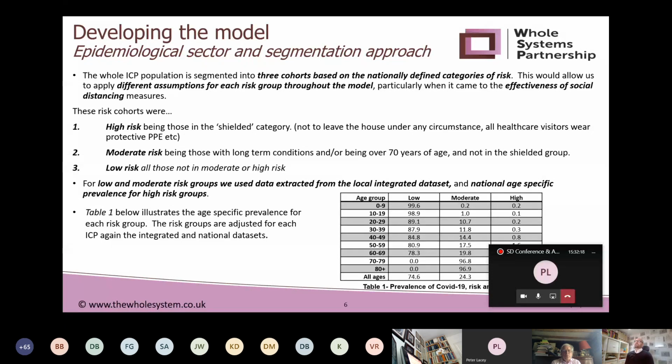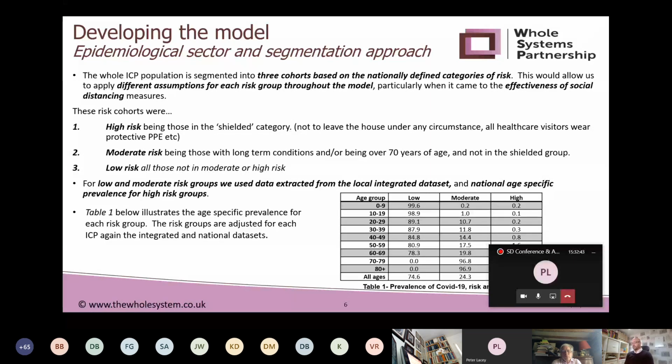If you consider those in the low risk group, which are most of the population, despite being in lockdown, they would still be potentially going to work if necessary, potentially still going to the shops and doing shopping. So the social distancing effectiveness would not be as effective for those individuals.